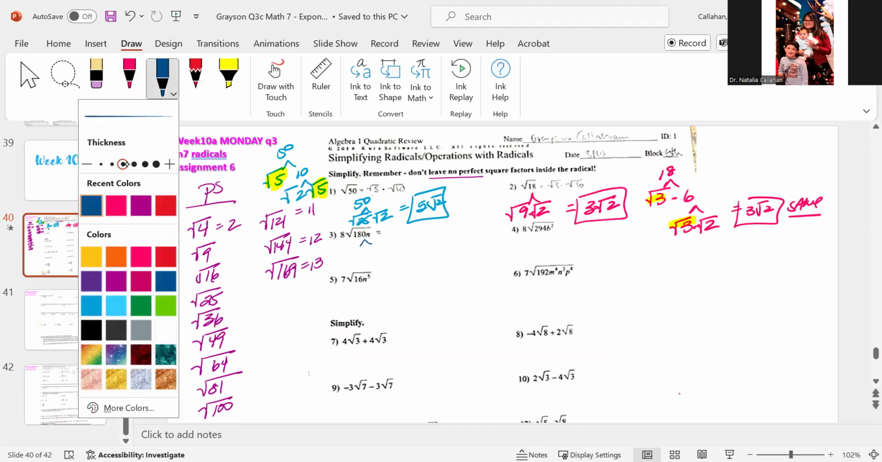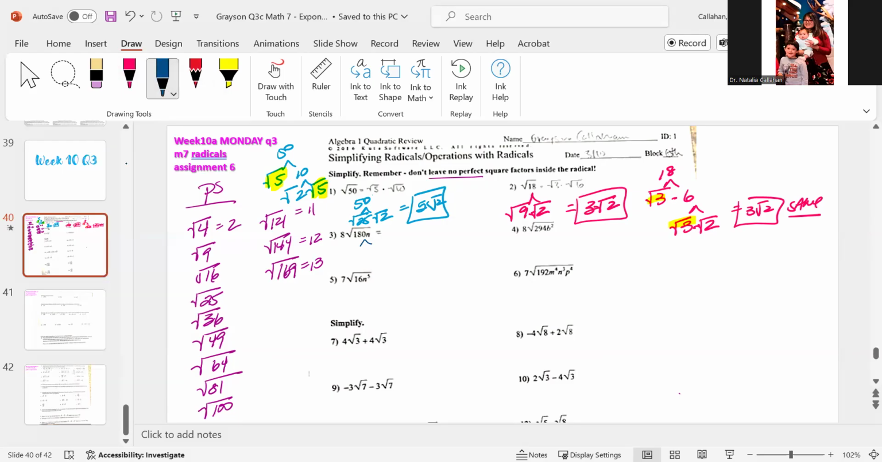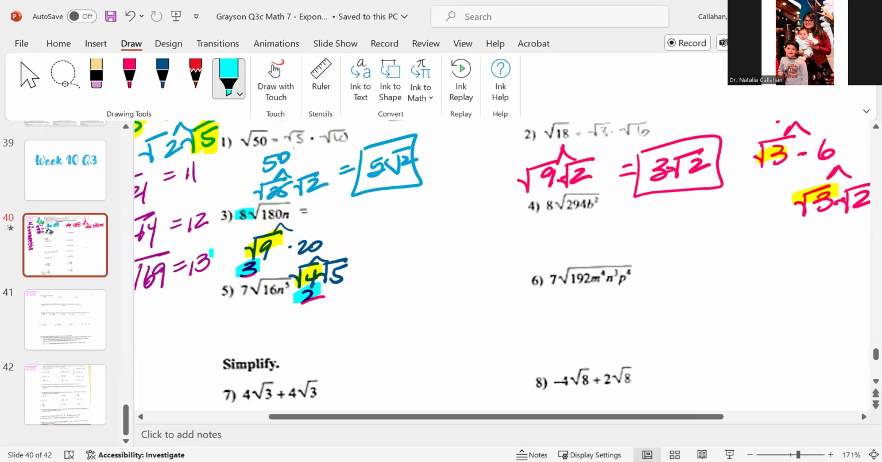All right, number 3. 180, if you need to think about what is a perfect square that will give you 180, I know that 9 times 20 will give you 180, correct? But then with the 20, 4 times 5. Do you see that? Square root of 9, square root of 4. That's going to give you a 3. That's going to give you a 2. But there's already a number on the outside. There's a number 8, right? So you take that 8 times the 2 times the 3. 8 times 2 is 16. 16 times 3 is going to give you 48, I think, isn't it? Yeah, it's 48. So your answer is 48.